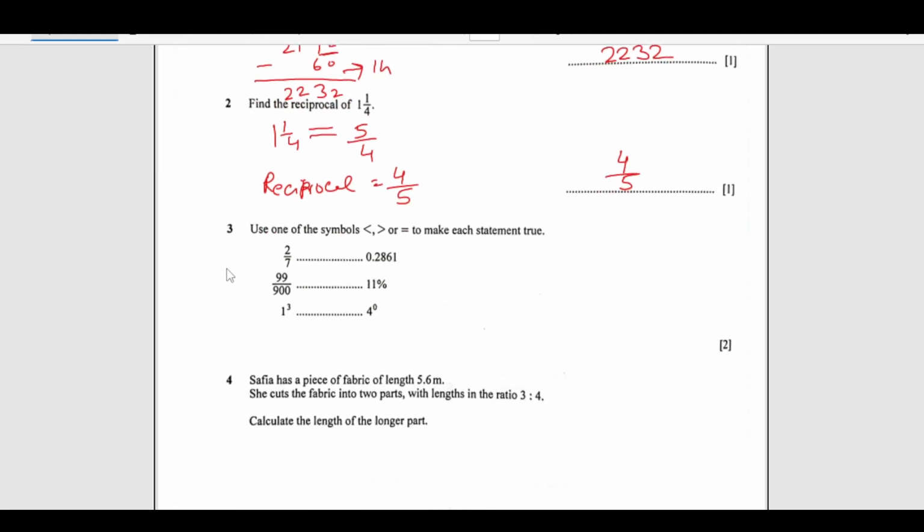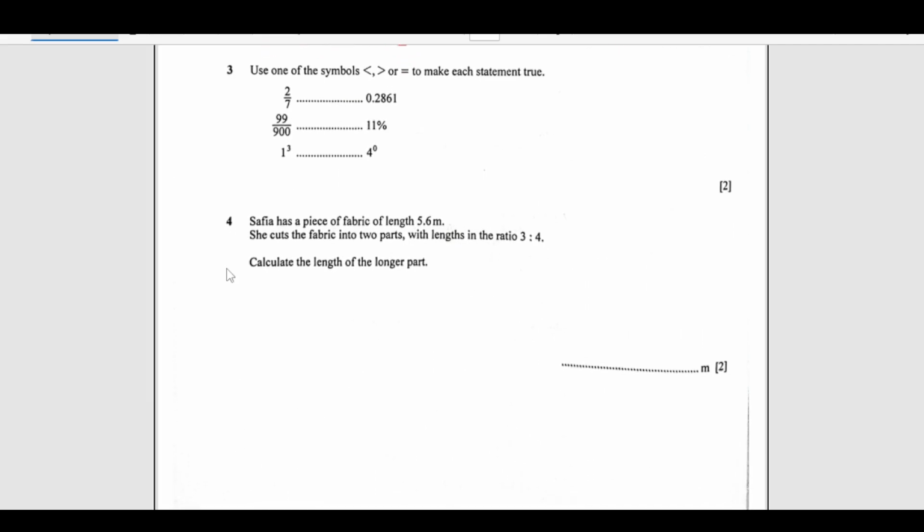So after this we have question number 3. Use one symbol, greater than, less than, or equal to, to make the statements true. So just convert these into fractions. When you divide 2 by 7, just use your calculator, 2 divided by 7, 0.2857. Then we have here 99 over, this is going to be 11 over 100. We can write down 11 over 100, and this is also 11 over 100, right?